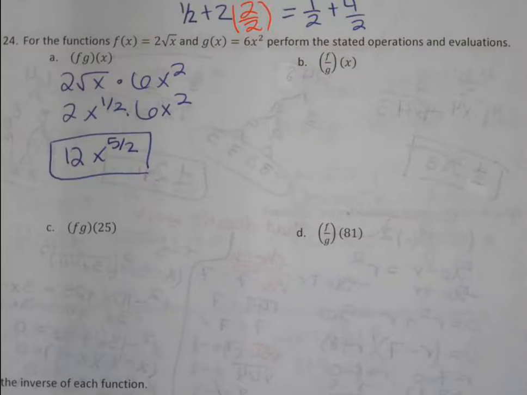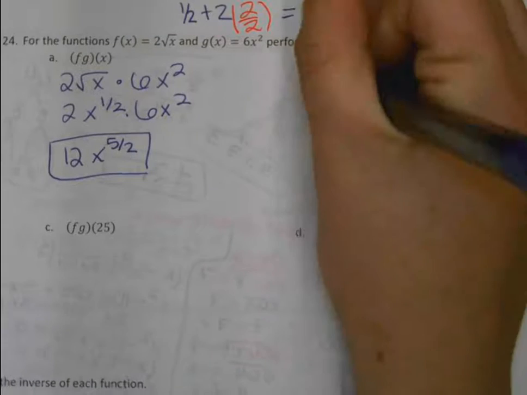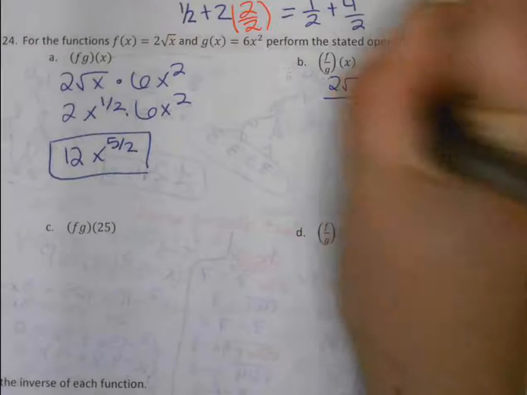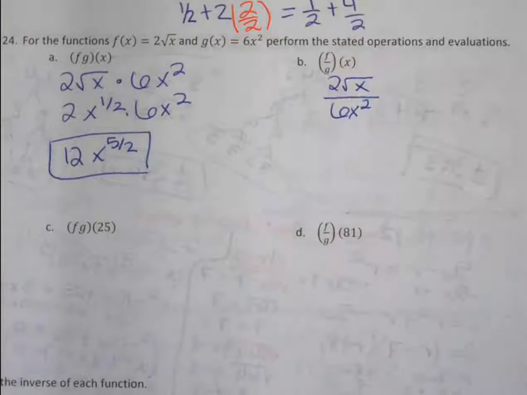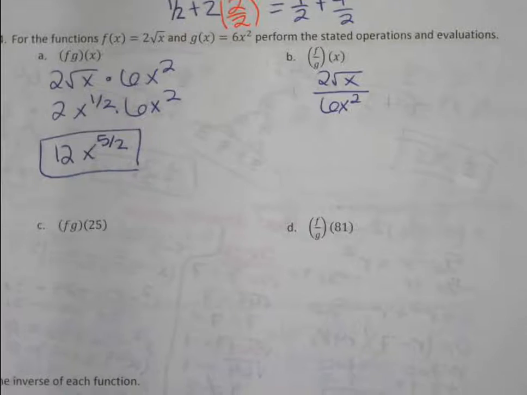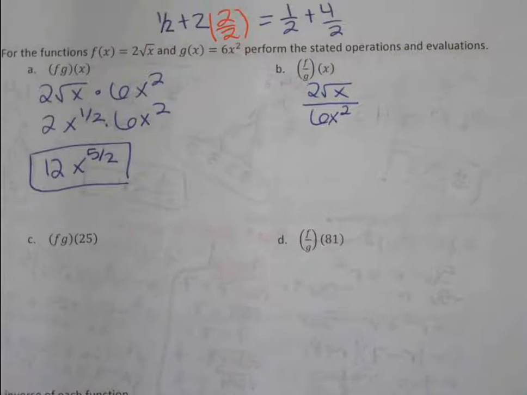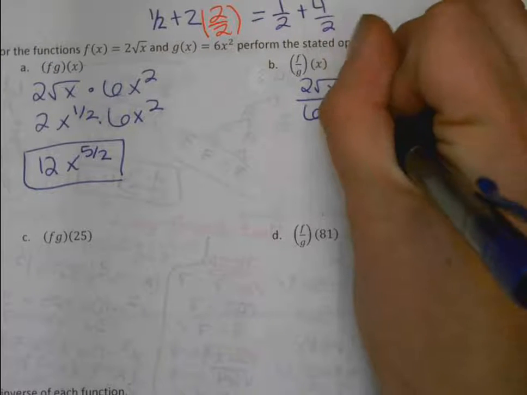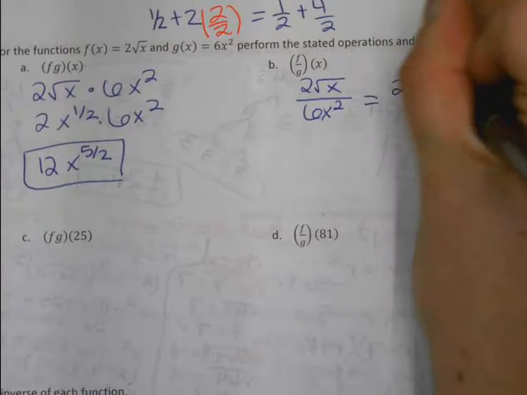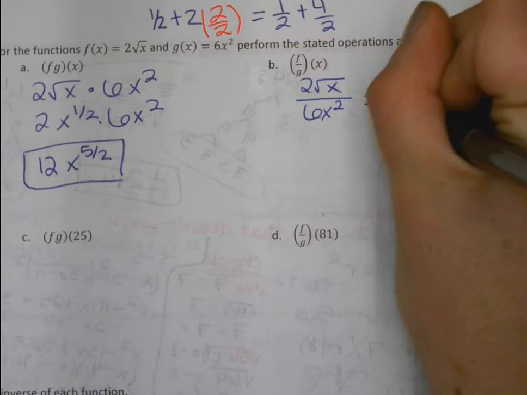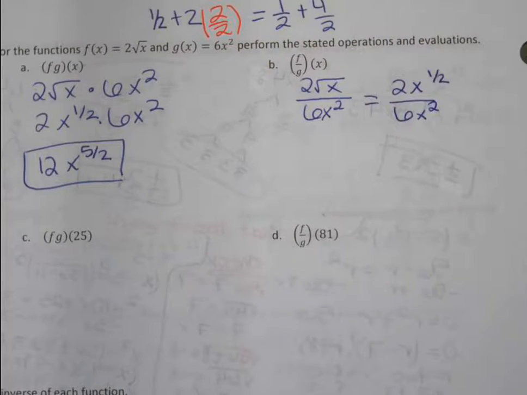Questions on multiplying them? Then I want to move on to dividing. So f of x goes on top, so the 2 square root of x, and then the 6x squared goes on the bottom. Just like before, I want to rewrite the square root as 1/2. This one I subtract them, yeah.